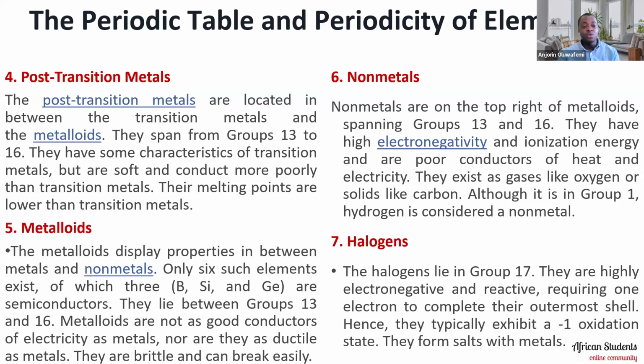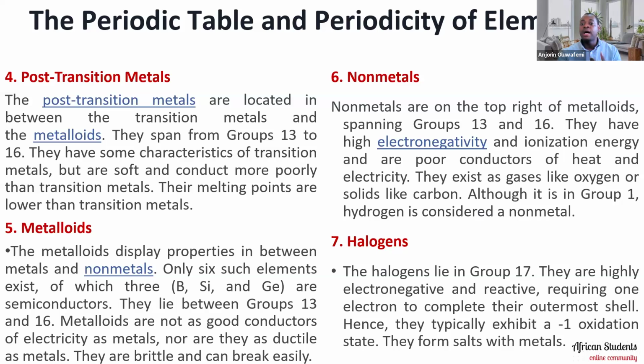Metalloids are not as good conductors of electricity as metals, nor are they as ductile as metals. They are brittle and can break easily. So that is that for metalloids. So we also have the non-metals on the periodic table.